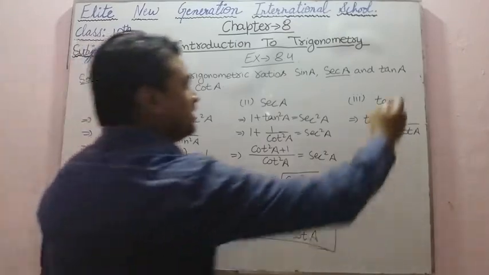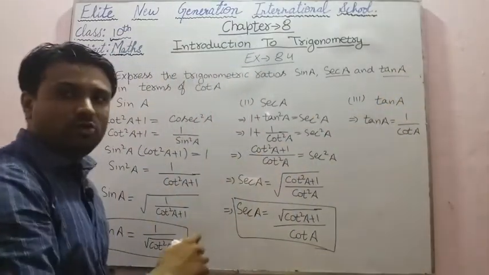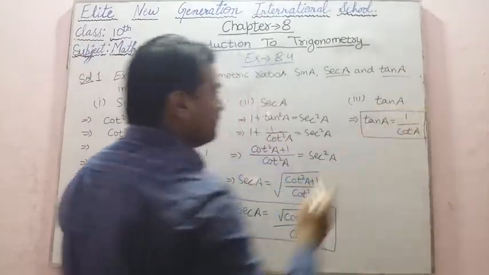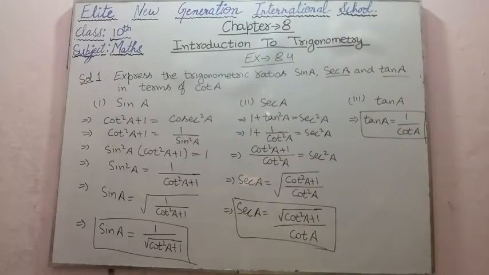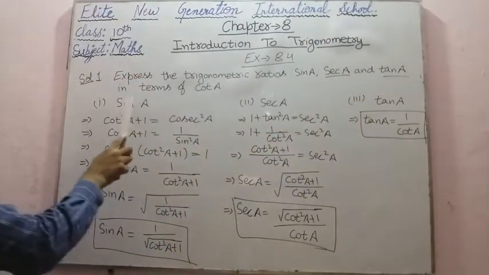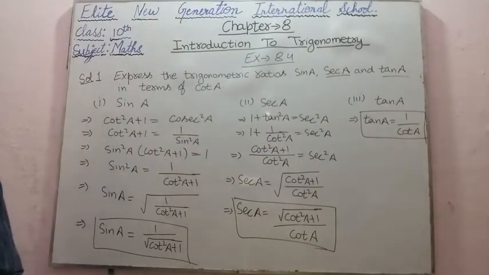Now after this, tan A. As we know, the value of tan A is equal to 1 upon cot A. So tan A equals 1 upon cot A. So in this way we can convert sin A, sec A and tan A into terms of cot A. Now after this, see the next question.